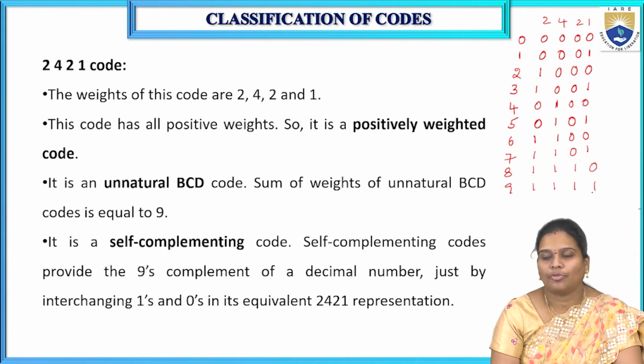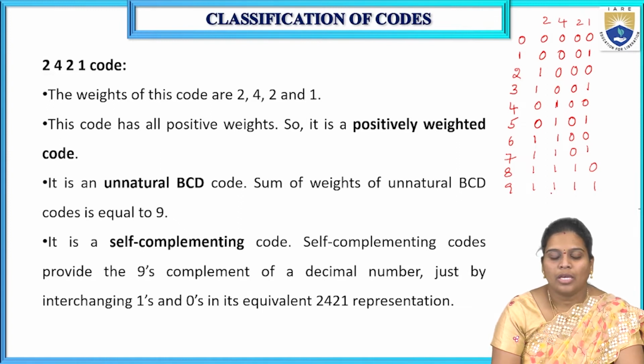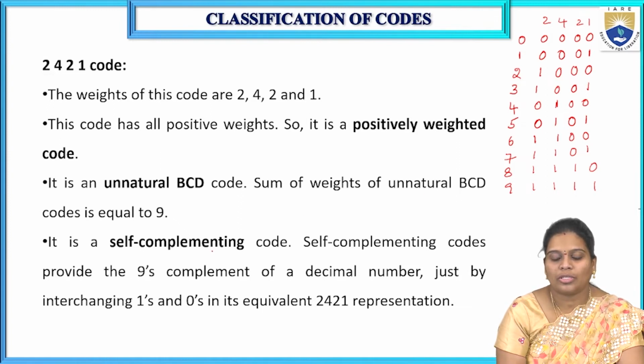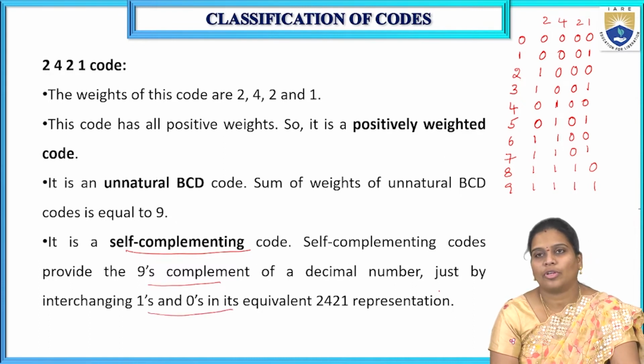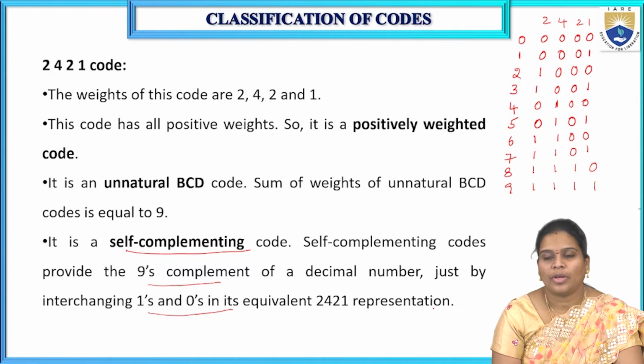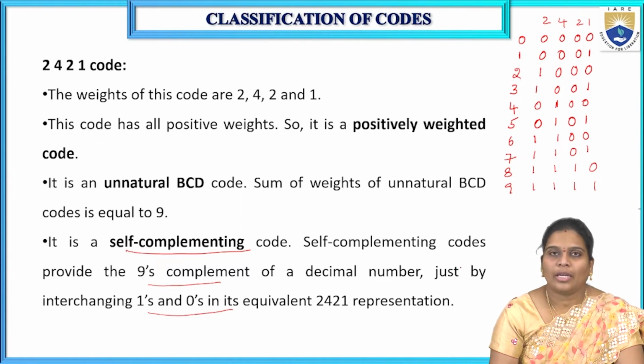This is the 2421 code. Okay. So this 2421 code is a self-complementing code. This self-complementing code provides the 9's complement of a decimal number by interchanging ones and zeros in the 2421 representation. So how is the 2421 code a self-complementing code?